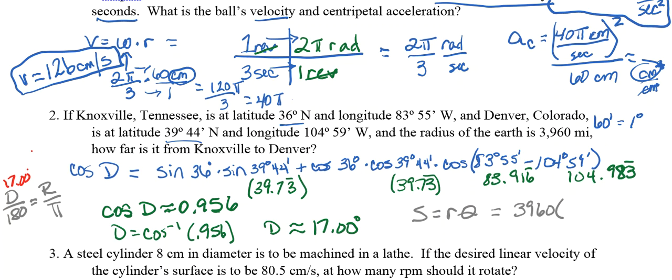So I get approximately 0.2967 for my radians. I'm going to multiply that by 3,960 radius, right, which is in miles. And I end up that those two cities, the arc length is 1,175 miles apart.